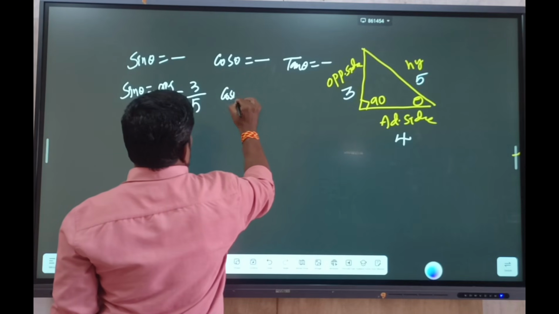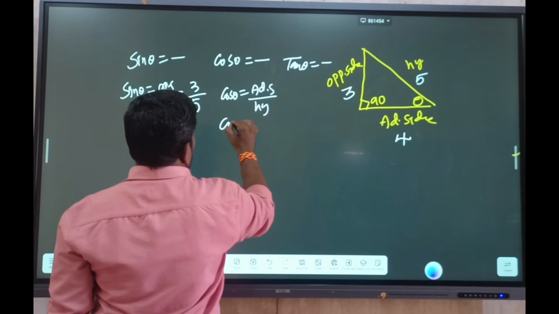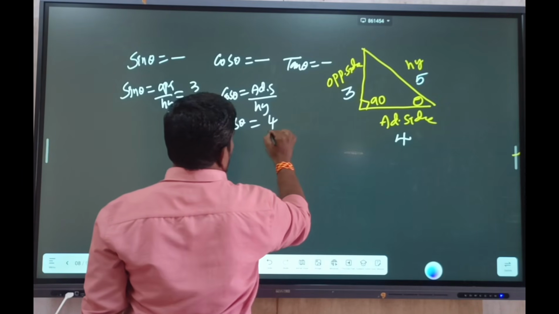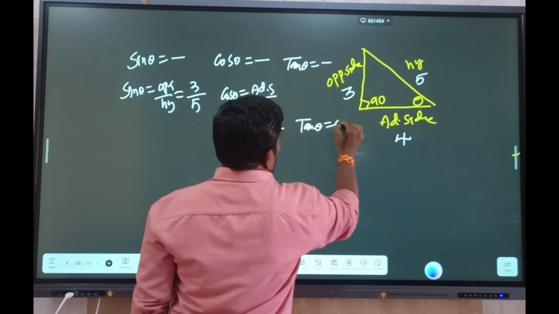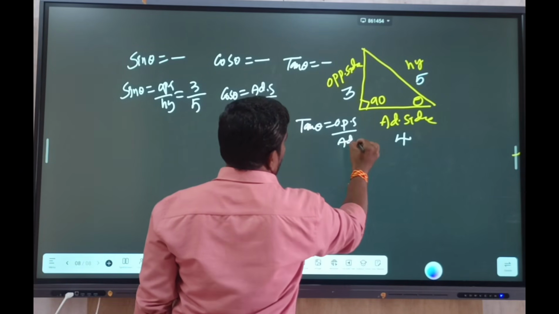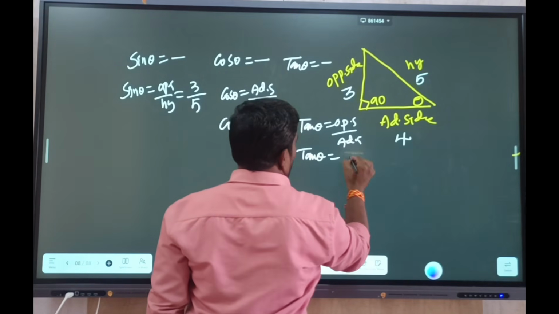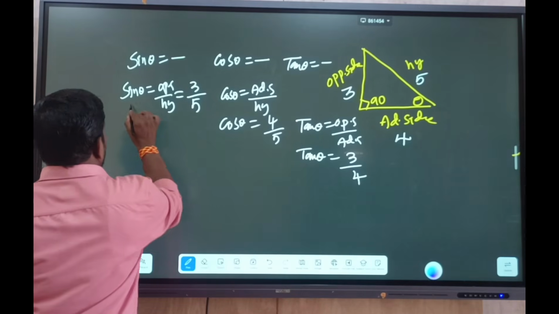Cos theta formula is adjacent side by hypotenuse. Adjacent is 4, hypotenuse is 5, so cos theta is 4 by 5. Tan theta formula is opposite side by adjacent side. Opposite is 3, adjacent is 4, so tan theta is 3 by 4.